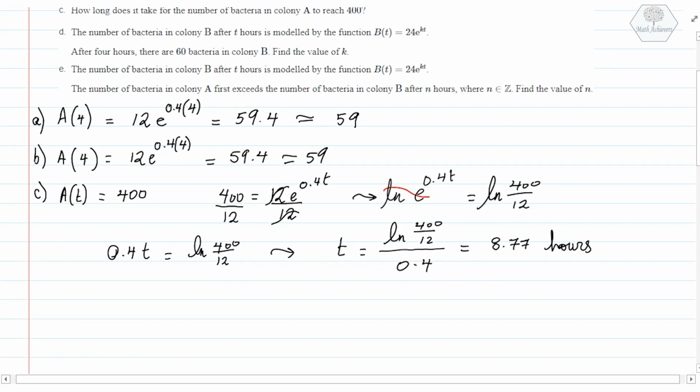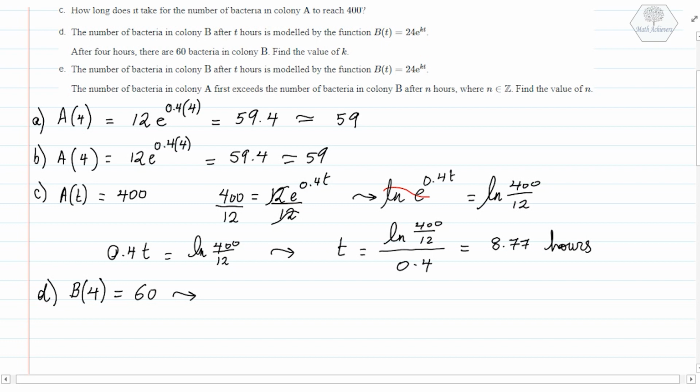Let's do part D. Part D, the number of bacteria in colony B is modeled by the function B as a function of t, equal to 24 e to the power of kt. After 4 hours there are 60 bacteria, find the value of k. Okay, then after 4 hours we have 60 bacteria, which means B of 4 is equal to 60. B of 4 is equal to 60 means that when I substitute a 4 in my function, the value of the function is 60.